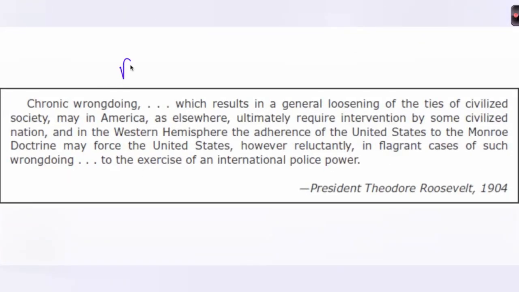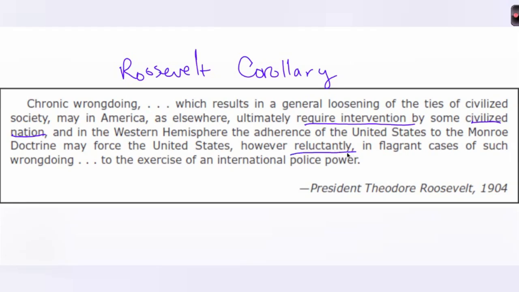This is from the Roosevelt Corollary. This is a quote that is often referred to, so it's good to be familiar with it. Chronic wrongdoing, which results in general loosening of the ties of civilized society, may in America, as elsewhere, ultimately require intervention by some civilized nation. And in the Western Hemisphere, the adherence of the United States to the Monroe Doctrine may force the United States, however reluctantly, in flagrant cases of such wrongdoing, to exercise an international police power.